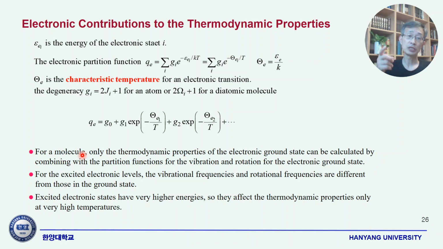But there are some special cases, or very high temperatures, maybe 1000 degrees. If you are going to include higher electronic states in the partition function, you need to figure out the vibrational and rotational contributions separately for the electronic excited state, because those are not the same as the ground state ones. Okay, so that's what you need to know.